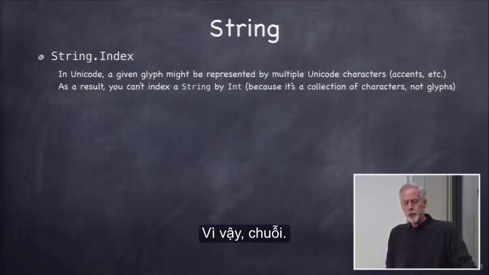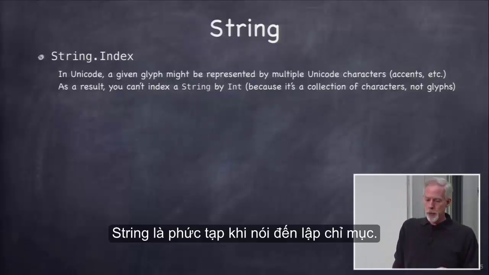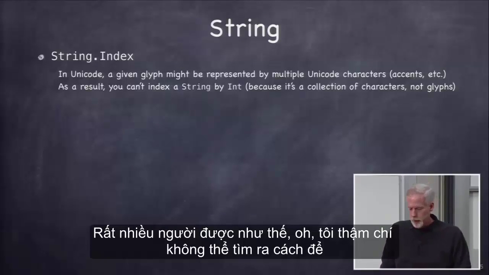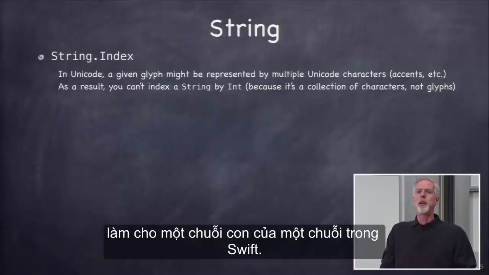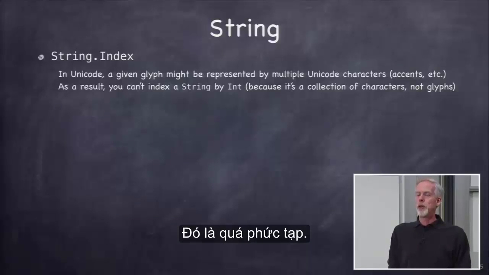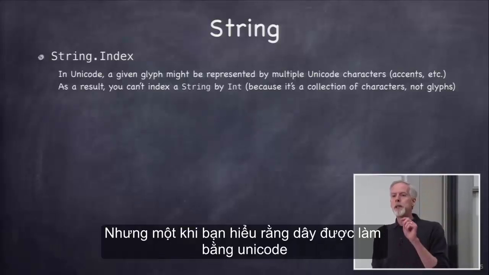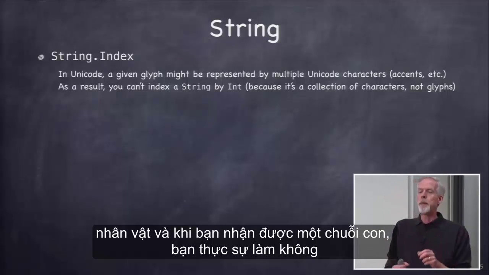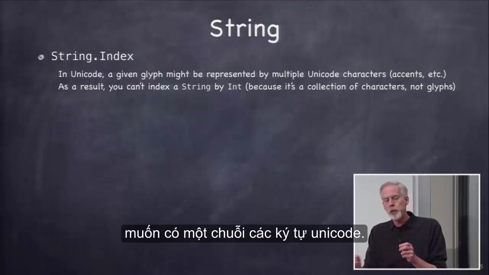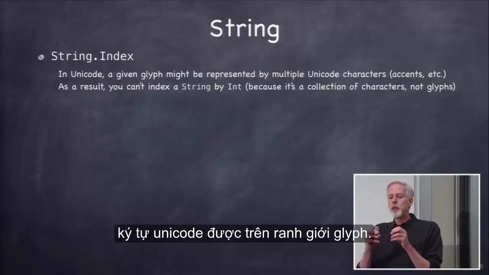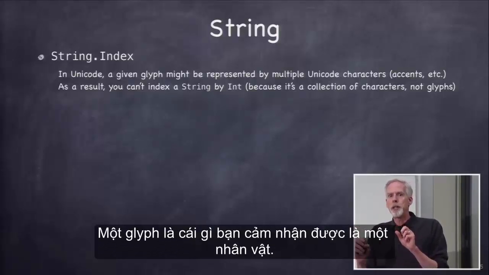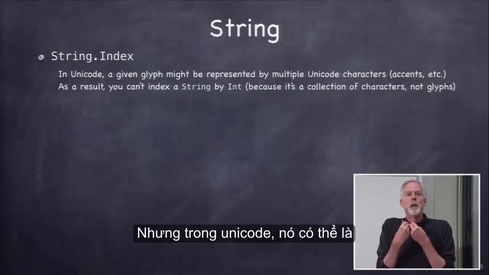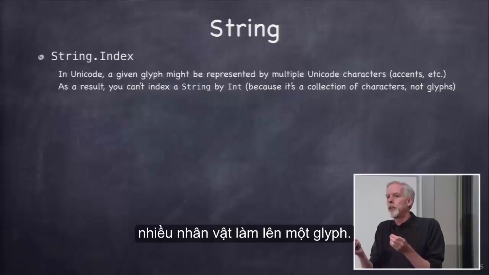But string is complicated when it comes to indexing, creating substrings and stuff like that. A lot of people are like, oh, I can't even figure out how to make a substring of a string in Swift. It's so complicated. But once you understand that strings are made of Unicode characters, and when you get a substring, you don't want a substring of Unicode characters. You want a substring of Unicode characters that are on glyph boundaries. A glyph is something you perceive to be a character. But in Unicode, it could be multiple characters making up one glyph.